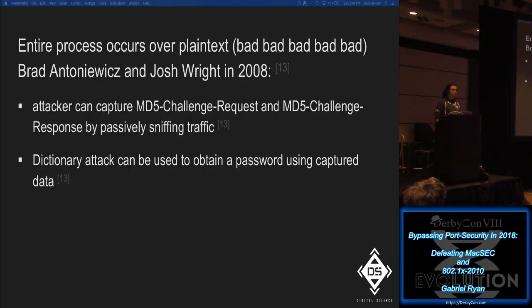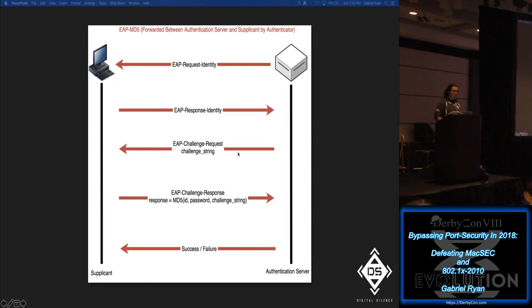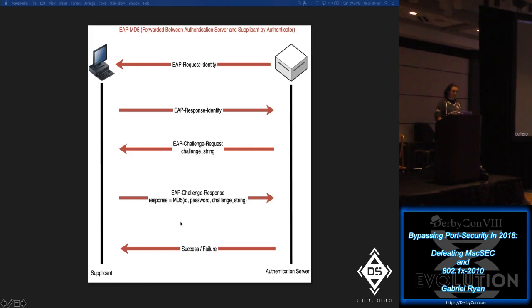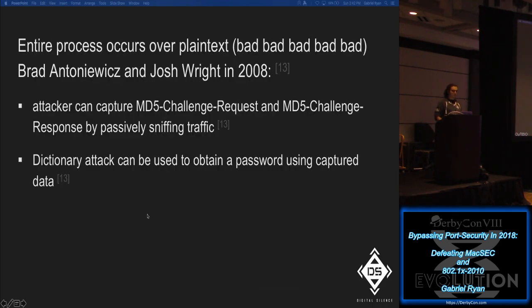Going back to the work released by Brad Antoniewicz and Josh Wright in 2008, this entire process happens over plain text, and basically everything that you'd need to perform a brute force attack is exposed. I mean, the only secret here is the password. You can get everything else just by sniffing traffic. So essentially what you can do is capture the response, the identity, and the challenge string, and then just keep repeating the process the authentication server does, trying different passwords until you can create a response using the MD5 hash function that is equivalent to the one that you captured from the supplicant.